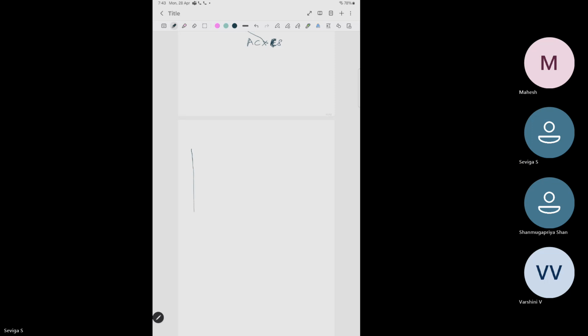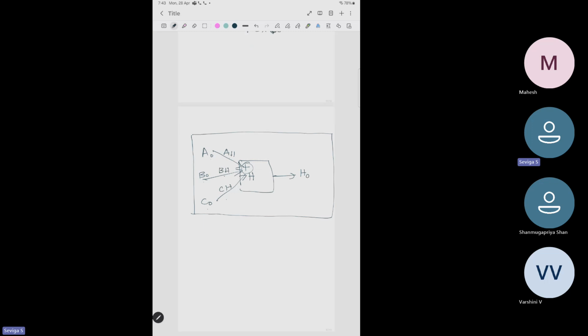So let us imagine one neuron H. What this neuron does is collect weighted input values from the other neurons. Let's say we have three neuron outputs, A naught, B naught, C naught, with the weights between them AH, BH, CH. So you get an output called H naught. H naught is nothing but A naught into AH plus B naught into BH plus C naught into CH. This is the forward pass.